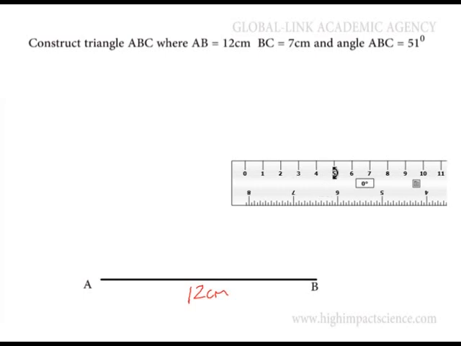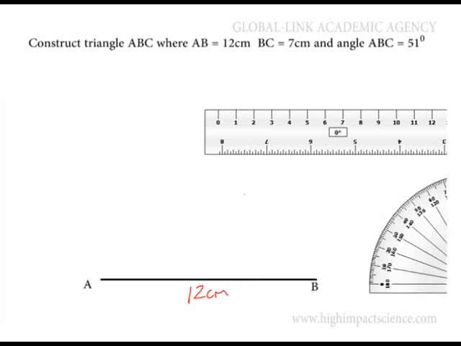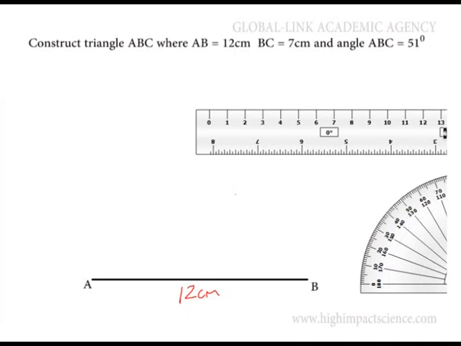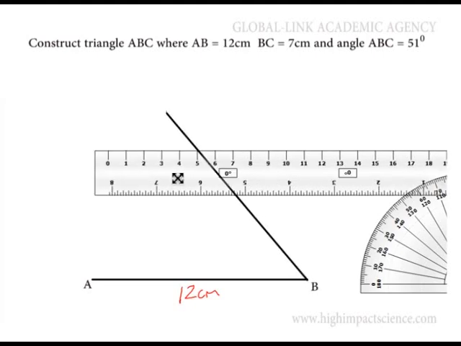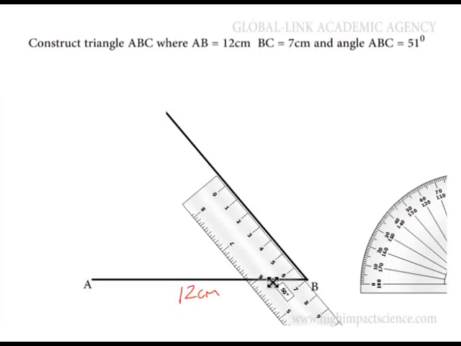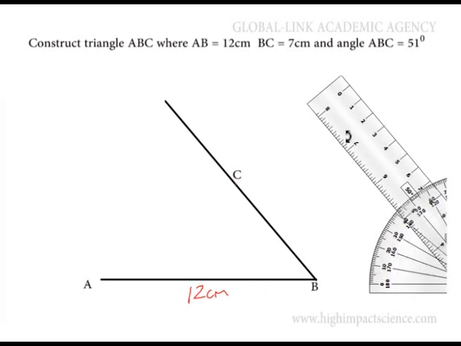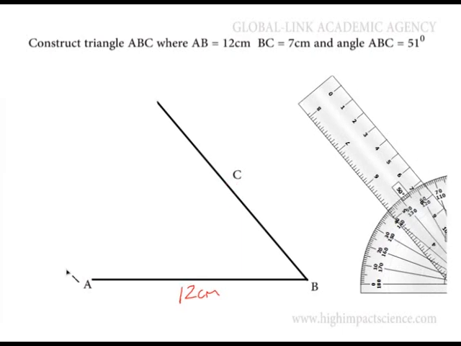We then measure 51 degrees at B using a protractor. 51 is here. Join that point to B. C is 7 centimeters from B, so measure that with the ruler. That's point C. And finally, join A to C and you shall have your triangle.